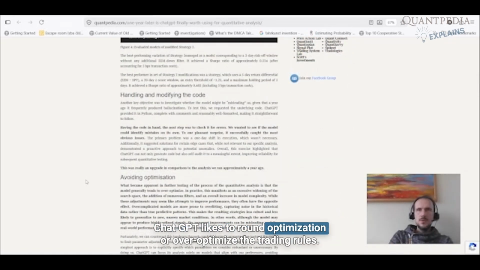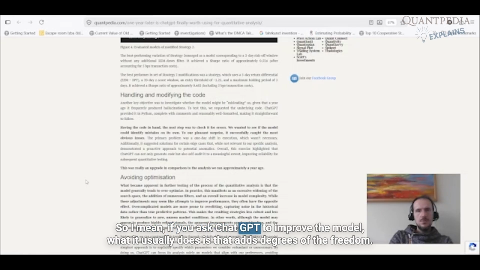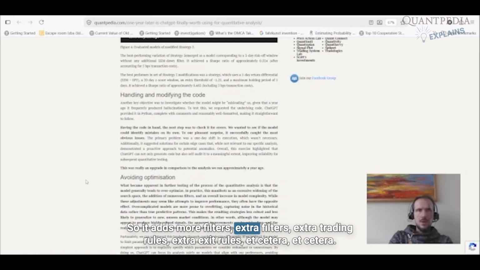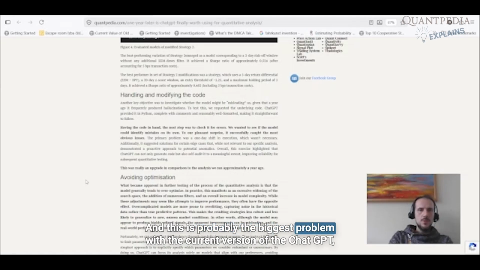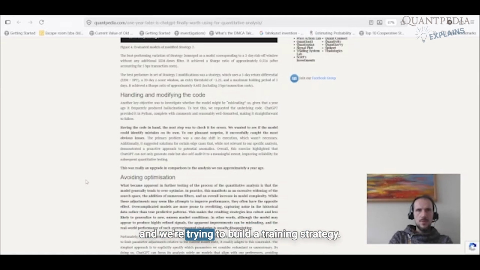ChatGPT likes to run optimization, or over-optimize the trading rules. So if you ask ChatGPT to improve the model, what it usually does is add degrees of freedom. So it adds more filters, extra trading rules, extra exit rules, etc. So the underlying strategy is not more robust, but on the other hand, it's more fragile. And this is probably the biggest problem with the current version of ChatGPT, if you are trying to build a trading strategy.